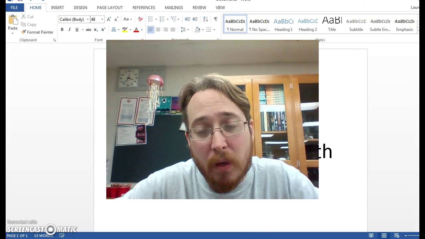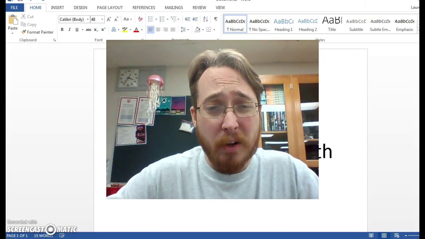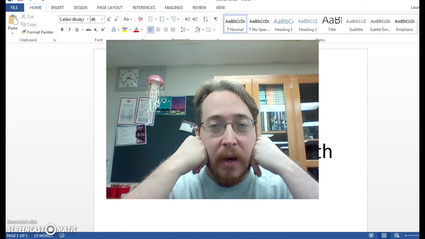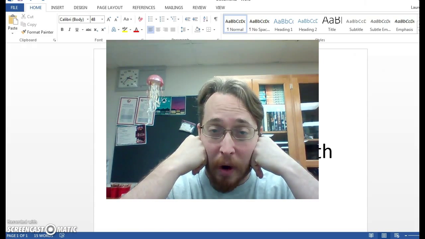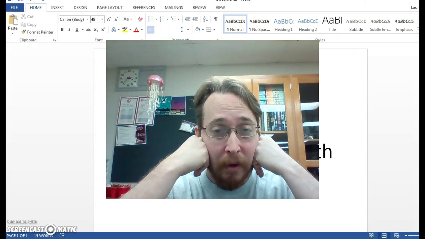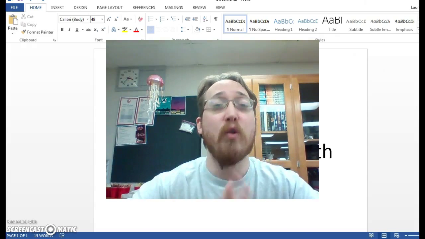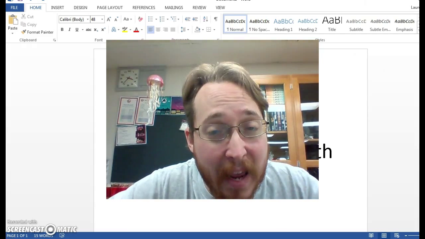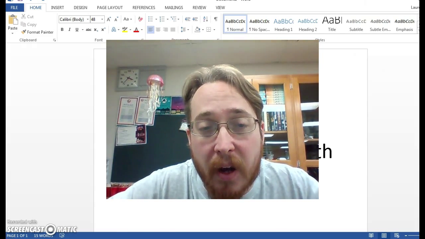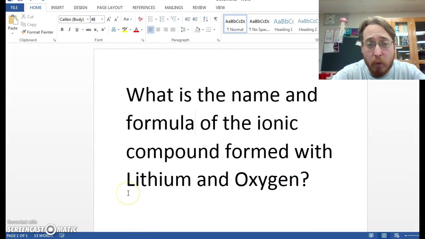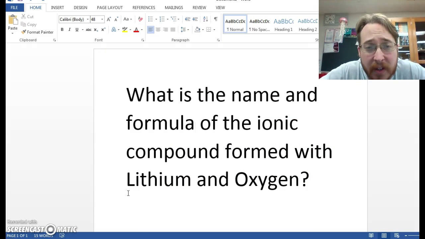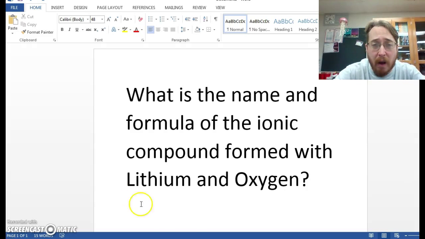Now, how does this work? Well, because of electromagnetism, we know that opposite charges attract, like charges repel, and charges seek a balance. We're going to use these rules to help us figure out the names and the formulas of ionic compounds. We're going to start with the names first because they are the most simple. So, here's our question. What is the name and the formula of the ionic compound formed with lithium and oxygen? First, let's do the name.